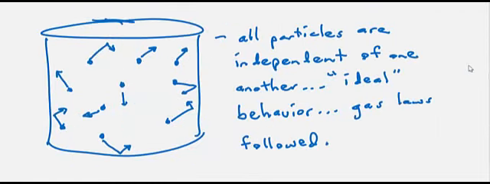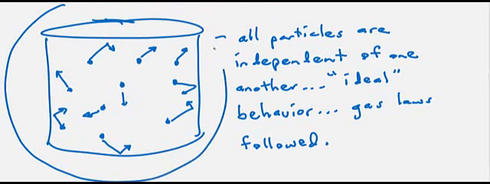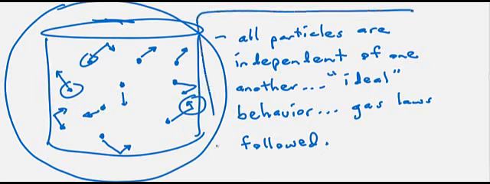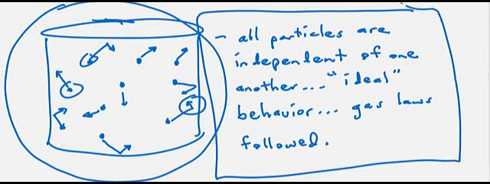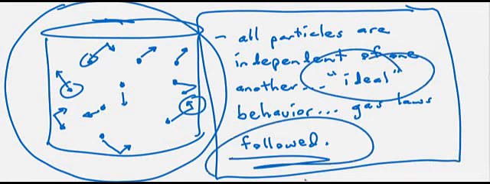In this picture, we have a container with gas particles that are all behaving independently of one another, and they're not sticking together. They're ricocheting and bouncing off the sides of the container. When all the particles are independent of each other, we can say that the gas is ideal, and all the gas laws are going to be followed when gases are behaving in this fashion.